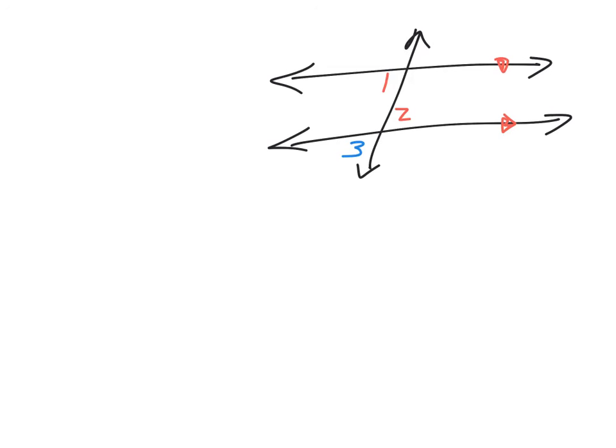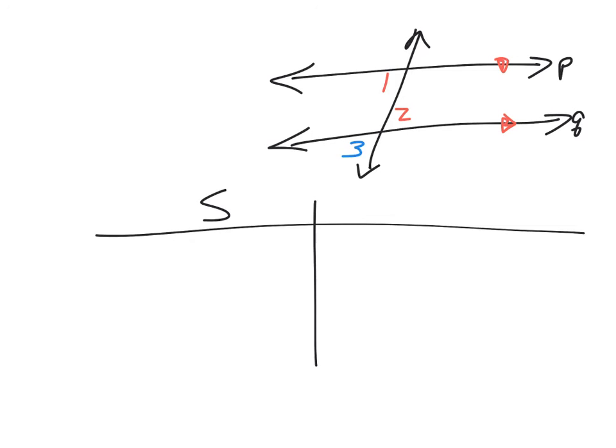So if I use the angle number 3 here, oh wait, I need to label these. This is P and Q. Doing a proof, we have statements and reasons. What's the first thing we always do? What is the only thing we know so far? Yep. P is parallel to Q. Very good.